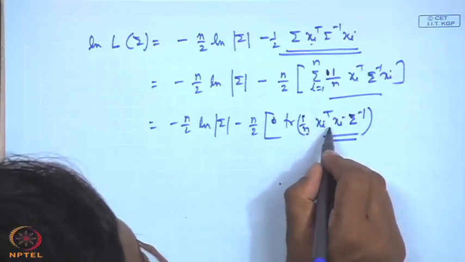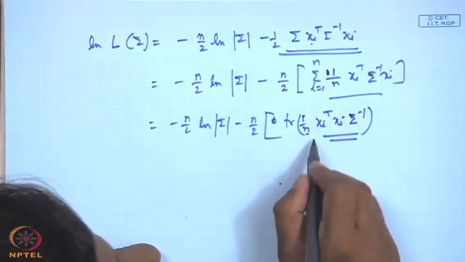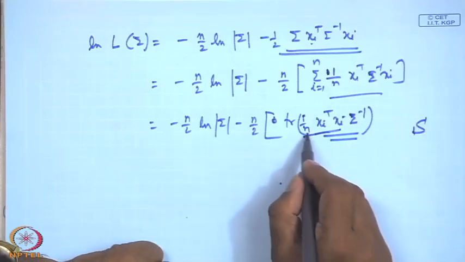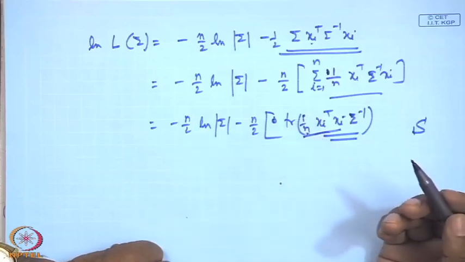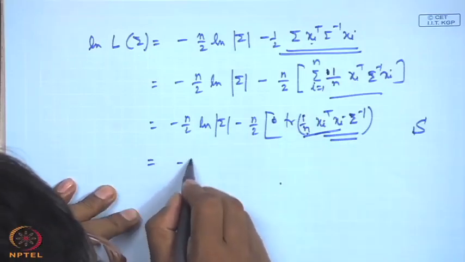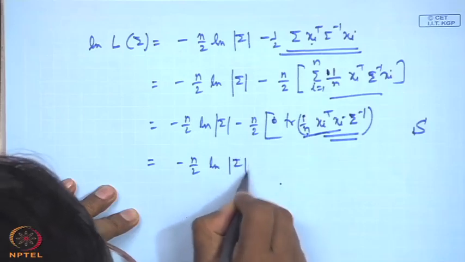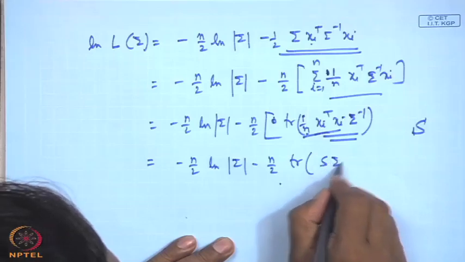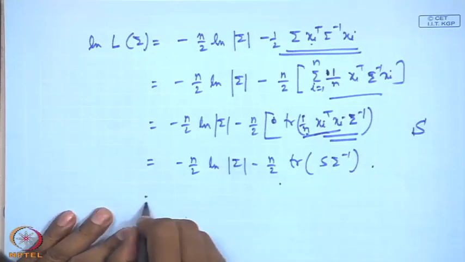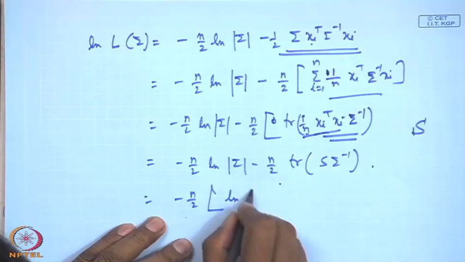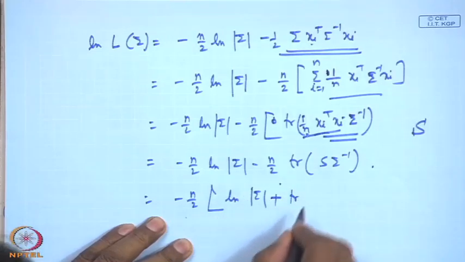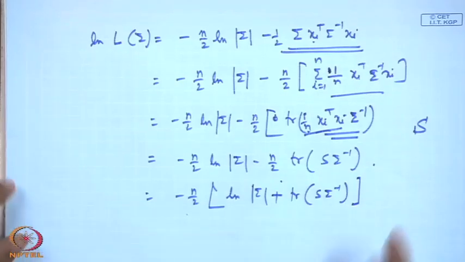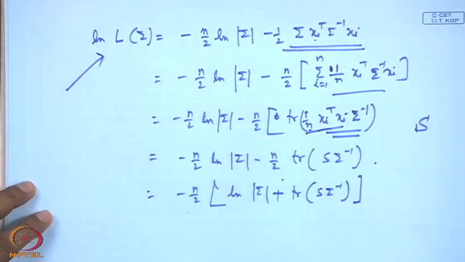Now, 1 by n x i transpose x i is nothing but the variance covariance matrix of the sample, provided n is large, so that 1 by n minus 1 and 1 by n become the same. With this modification we can write minus n by 2 log of this plus trace of S sigma inverse. So, this is your log likelihood.